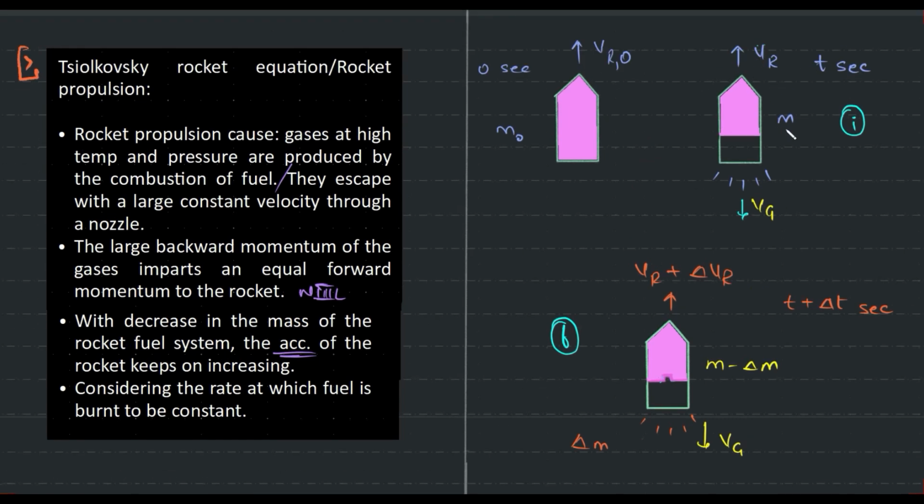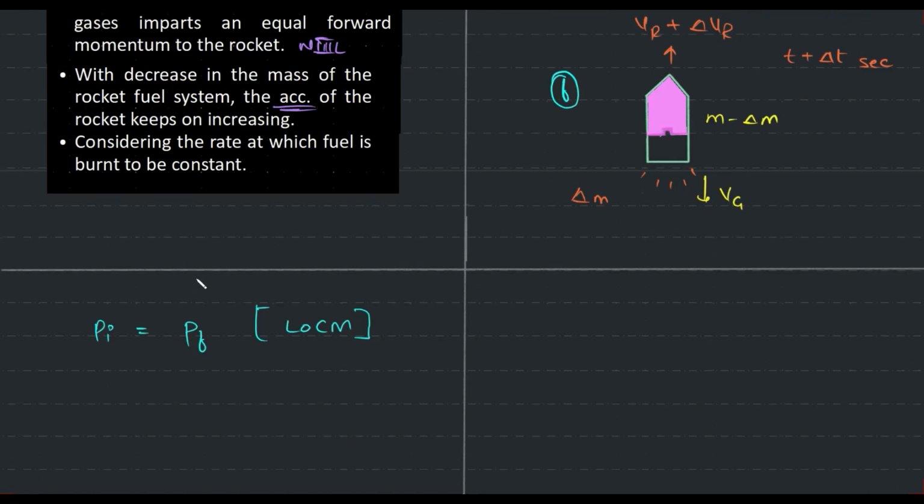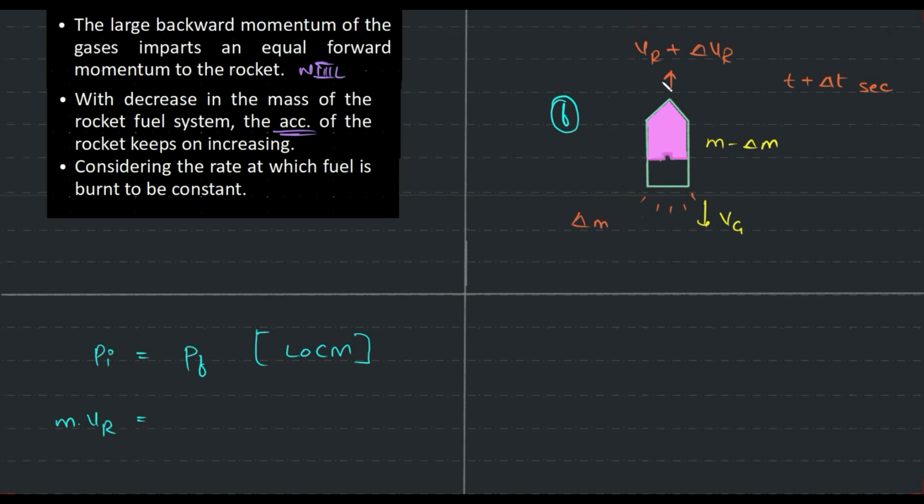So that being your initial, what is it that we are looking at? We are looking at a mass of m moving at a velocity of VR. That's our initial momentum. The final momentum is what? We have m minus delta m moving with the velocity of VR plus delta VR.